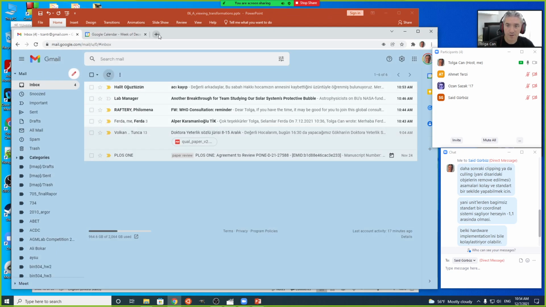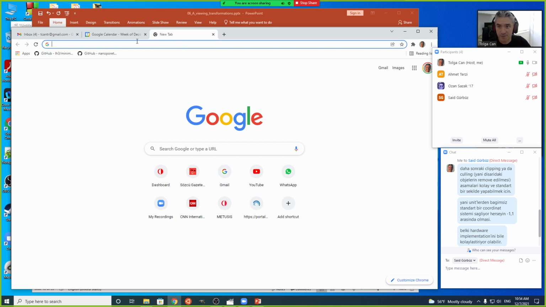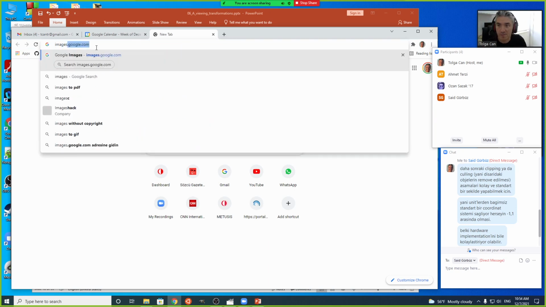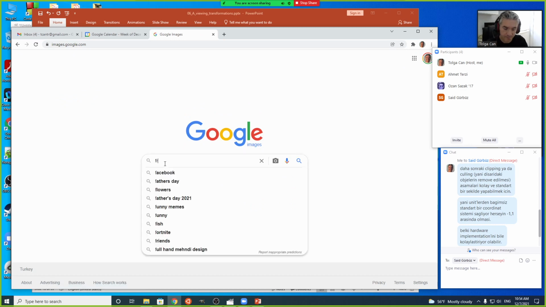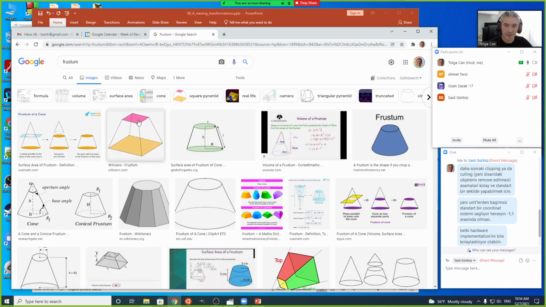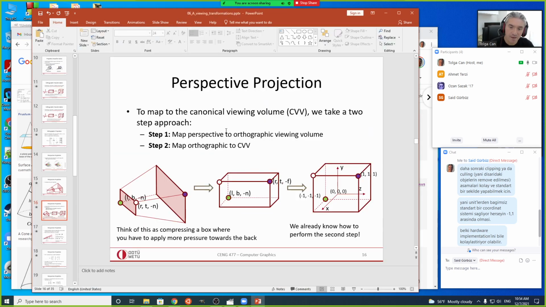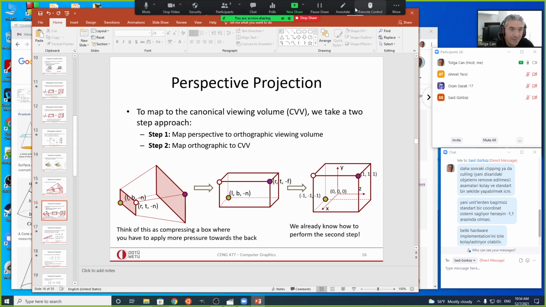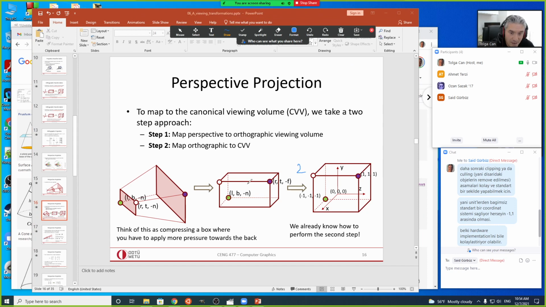So if you search for frustum, for example, images, frustum. A frustum is this. So this shape you see here is called a frustum, just a cutout pyramid, as you can see. And this frustum is going to be turned into a rectangular prism. After we have the rectangular prism, like this, L, B, minus N, R, T, minus F, this is exactly the orthographic. So the second step you see here on the right is exactly the same thing as we did in orthographic projection.